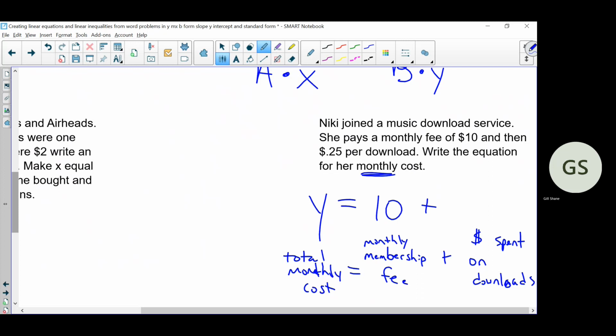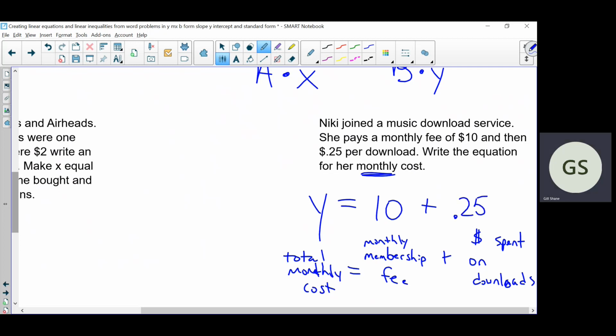Let's think about it. It's 25 cents per song. You download 10 songs. What math would you do to figure out how much it cost you to download 10 songs? Yeah, you said division. No, you said times, literally. So it is 25 cents. That's pretty easy to know.